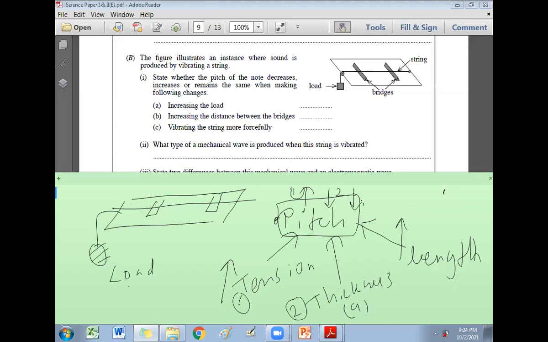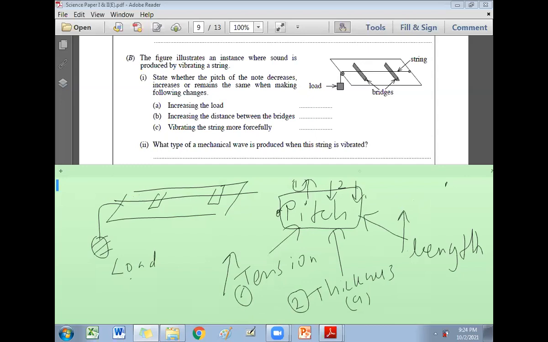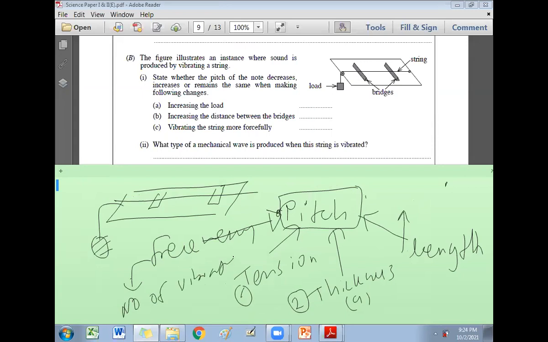What is pitch? Frequency. Pitch of the sound depends on frequency. Frequency depends on the number of vibrations per second, or number of waves per second. So you can write here: pitch depends on frequency. Frequency depends on number of vibrations per second.